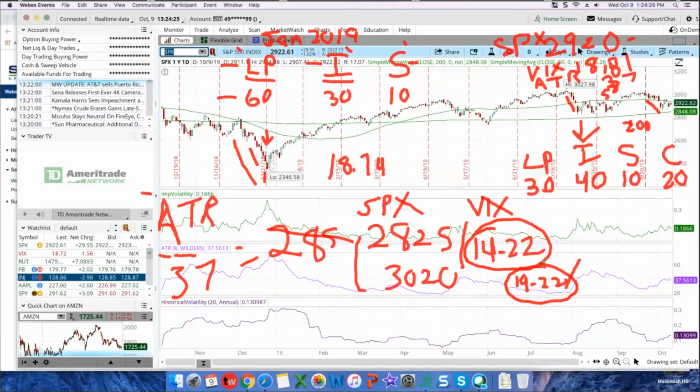Short Vega stuff that benefits when volatility reverts back to the mean: butterflies, iron condors, further out duration. Again, ATR, which I talked about a little bit at the beginning.